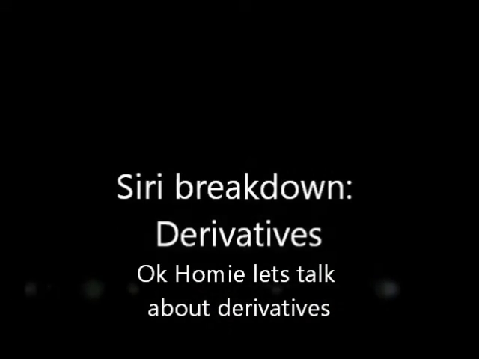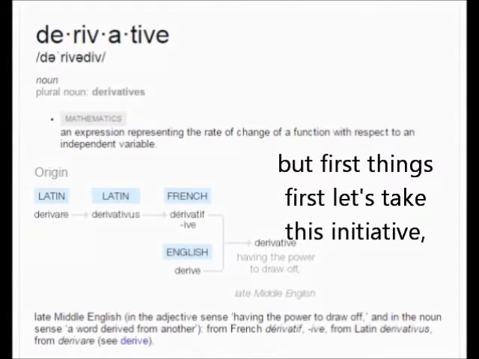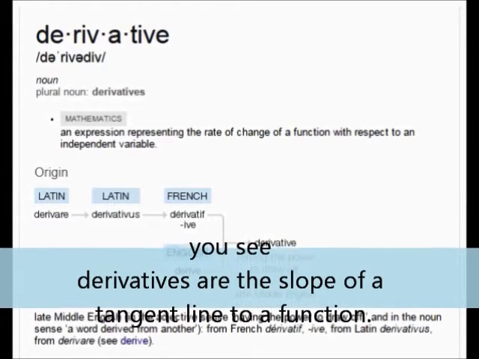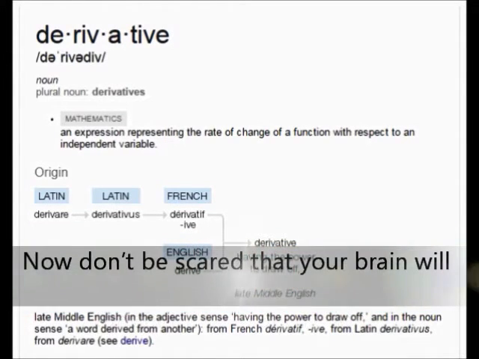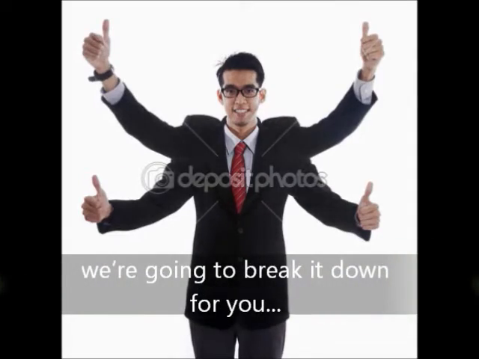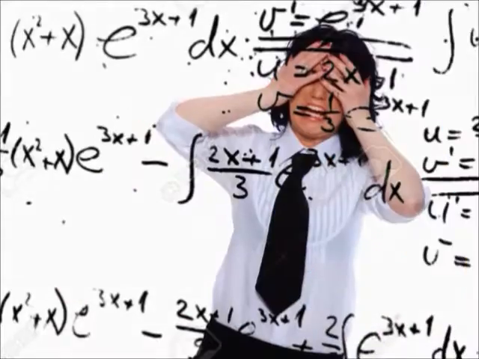Okay homie, let's talk about derivatives. But first things first, let's take this initiative. You see, derivatives are the slope of a tangent line to a function. Now don't be scared that your brain will malfunction. We're going to break it down for you junction by junction.